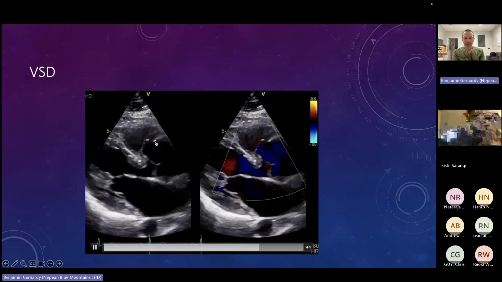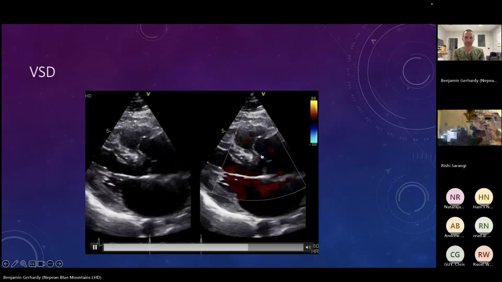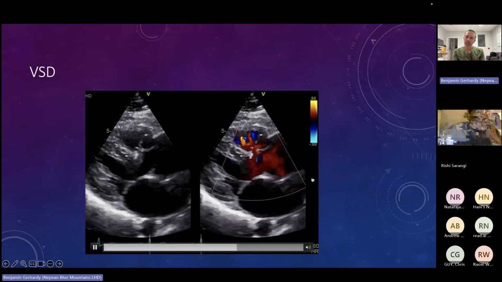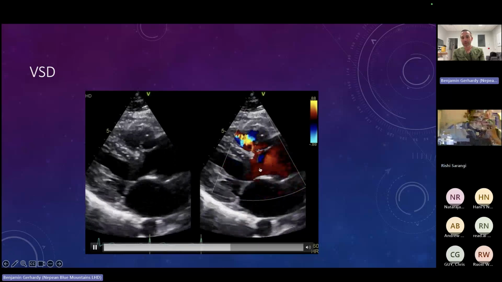And what's this structure? This thin linear structure. That is the right coronary cusp. And is there a fistula there? I'm not sure. I don't know. Yeah, this is VSD, right? So you've just got blood flowing through there.